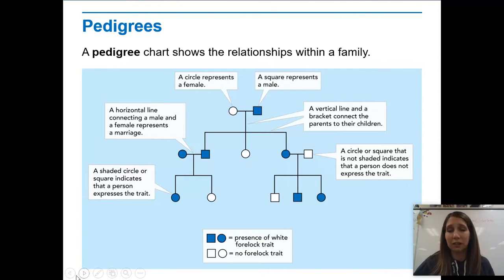We're actually using phenotypes to make these pedigrees because it's based on what you see. It's based on what's expressed. So sometimes we can come up with the genotypes based on these symbols, but sometimes you may not be exactly sure. It may be like 50-50. It could be this or it could be this, right?